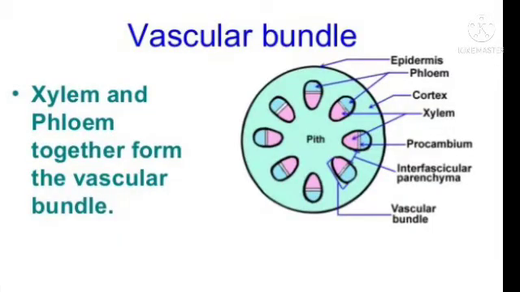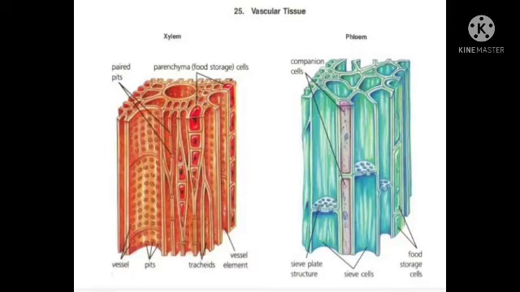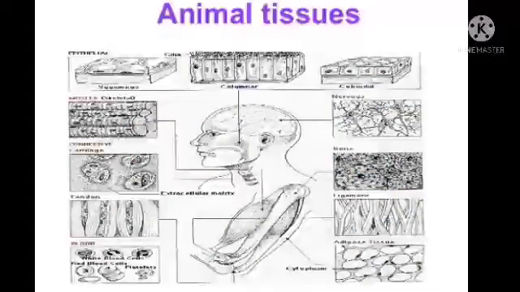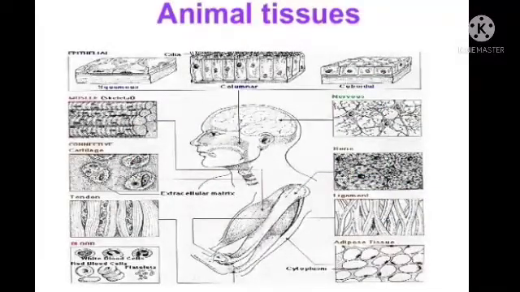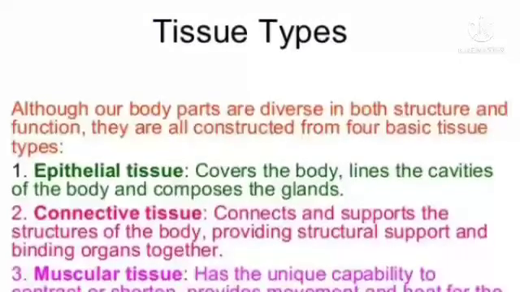Vascular bundle. Xylem and phloem together form the vascular bundle. Here is a picture showing vascular tissue. Animal tissues. Let us see tissue types.